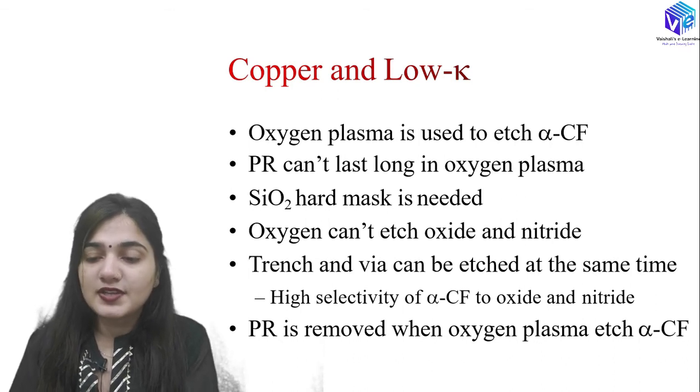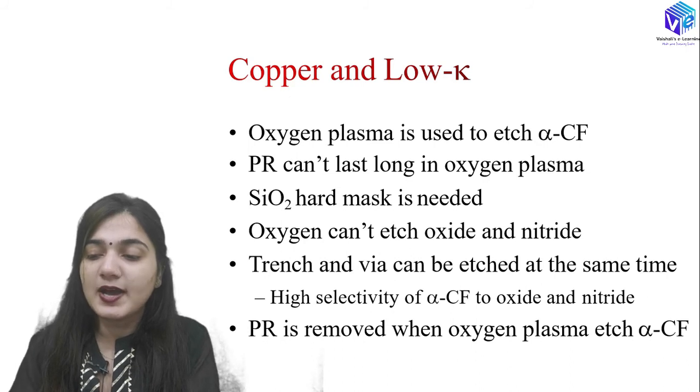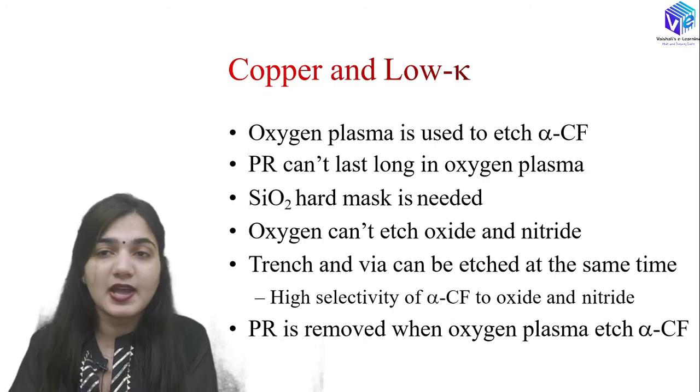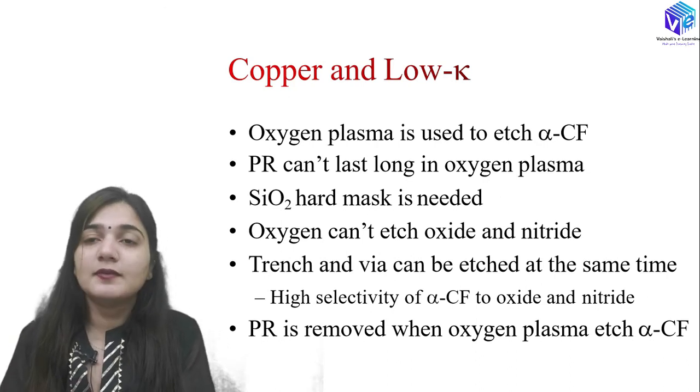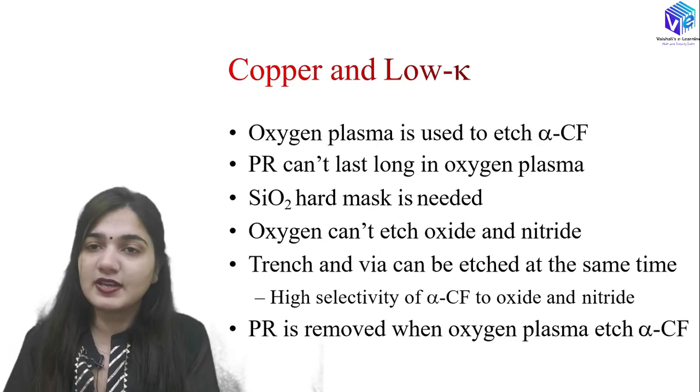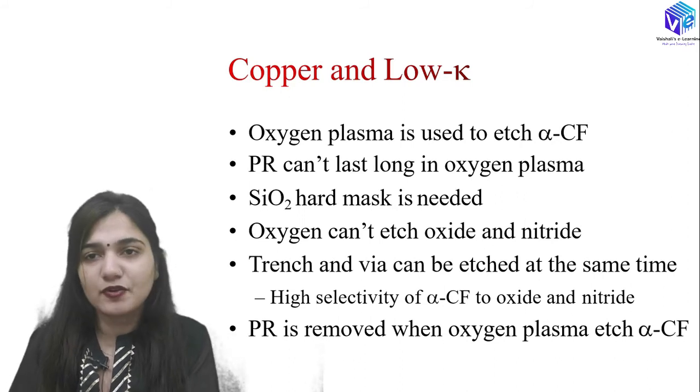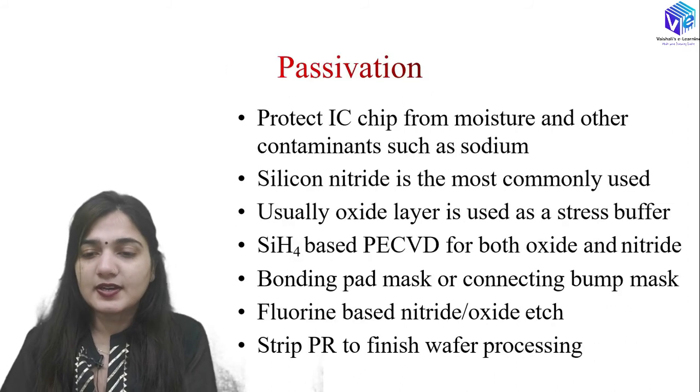So now photoresist is removed when the oxygen plasma etches out the alpha CF, and now I don't want the photoresist to be removed, but in the process of removing the alpha CF, the photoresist is automatically removed, right? So this is again a disadvantage.